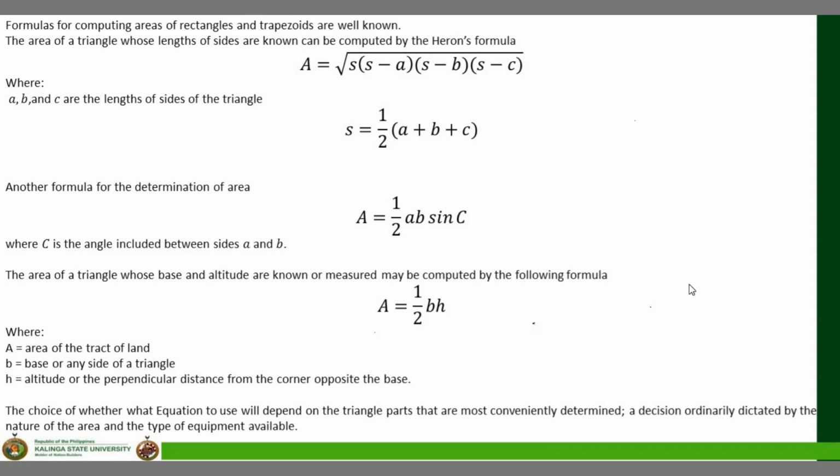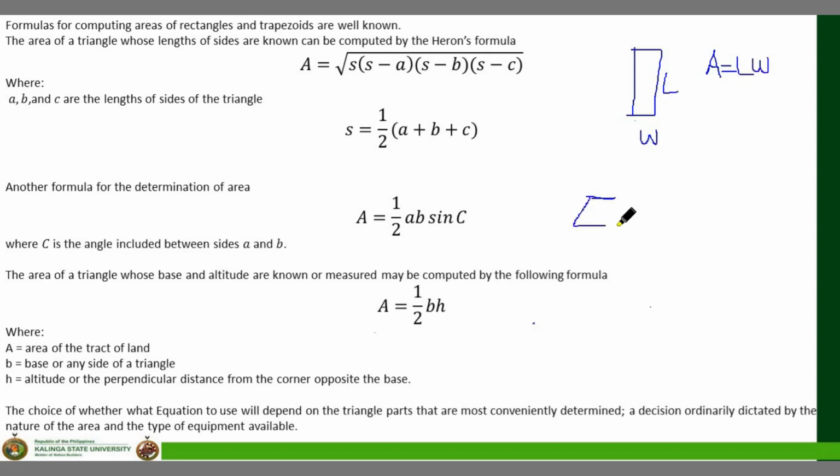You can also divide your lot into a mixture of triangle and rectangle. This is just a review of what you have learned during your high school. What is the area for a rectangle? If this is the width and this is the length, the area of a rectangle is equal to length times width.